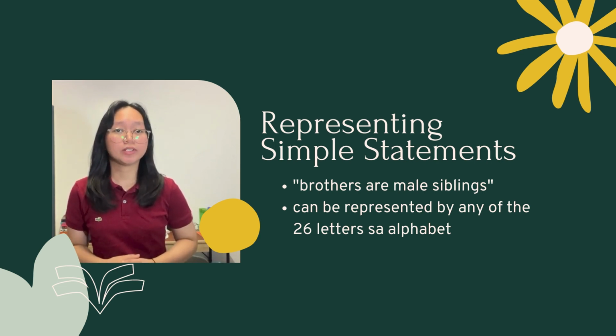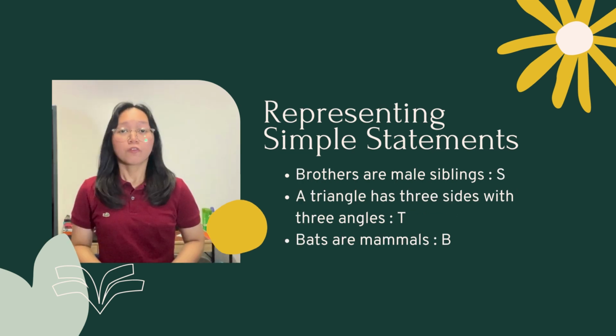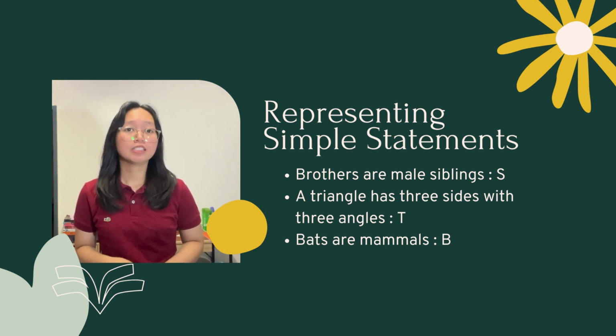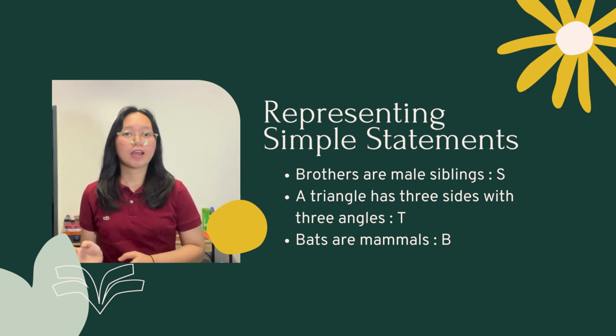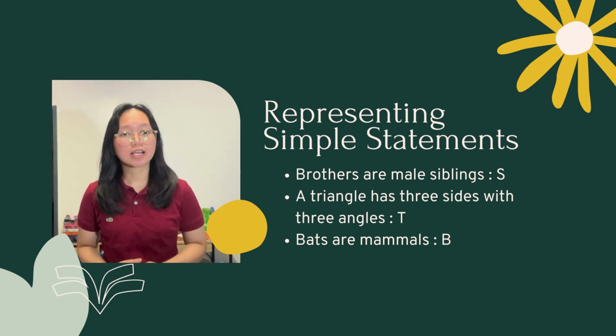Consider the statement on your screens. Brothers are male siblings. It is a simple statement and can be represented by any of the 26 letters sa alphabet. For other examples na nasa screen ninyo, such as the statement saying that a triangle has 3 sides with 3 angles, it can also be represented by any letter, and I chose the letter T. The same goes with the statement, bats are mammals, which is represented by letter B. If napansin ninyo, upon representing simple statements, nawawala na yung content niya, which kailangan natin lalo na when talking about compound statements, so that mas madali ma-reveal yung logical structure ng isang statement.